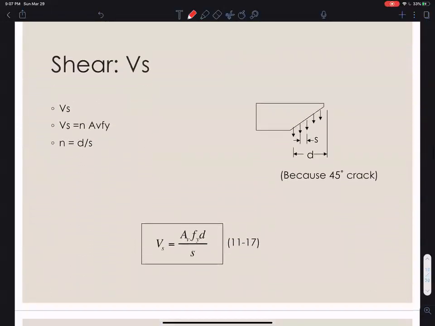Here it is, the shear strength, AvFy d over s, and the number of stirrups is d divided by s. And each stirrup has a strength of AvFy.